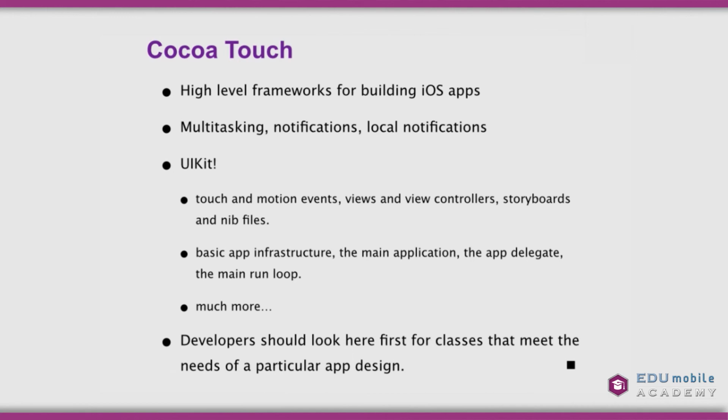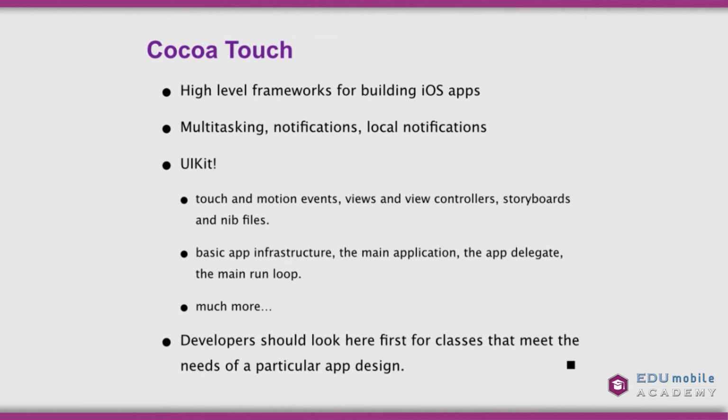Also, we have the basic application infrastructure. This is the main application, something called UIApplication, the app delegate that we've already seen and talked about a little bit. We'll talk about some more. And then the main run loop is also located right here in UIKit. And there's a whole lot more. Probably 90% of what we talk about in this course is UIKit or UIKit related. So we're dealing with this.